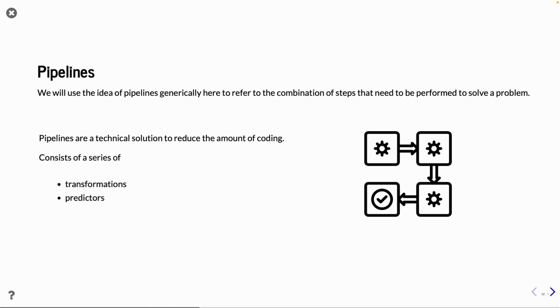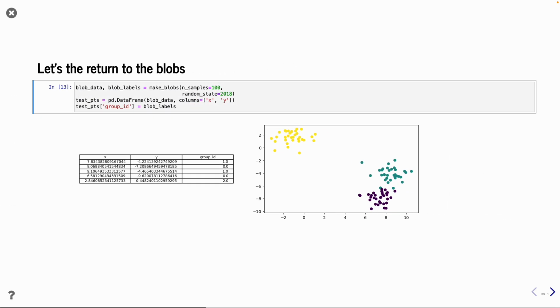Pipelines is actually a tool that we can use. It's more like a programming tool for doing more efficient testing and also easier to work with programs. In principle, what it contains is a sequence of transformations and predictors, and you can put them in a cascade behind each other without any branching. So it's just doing one after the other in a long chain. And let's try it on the blobs again.